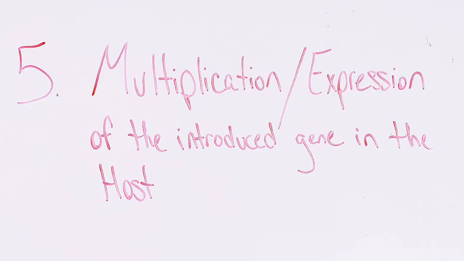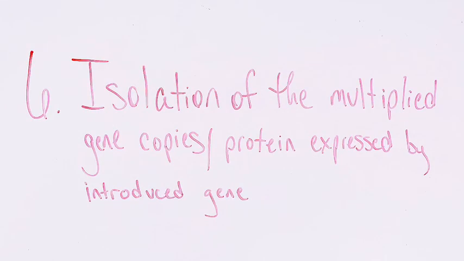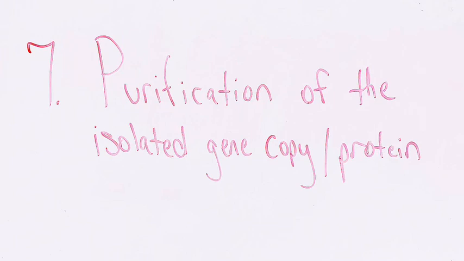Step 6. Isolation of the multiplied gene copies/protein expressed by the introduced gene. In this step, we isolate our multiplied GI, which is present with the vector, or the protein encoded by it. Step 7. Purification of the isolated gene copy/protein. After the harvesting of the isolated gene copy or the protein, it is now our job to purify them.